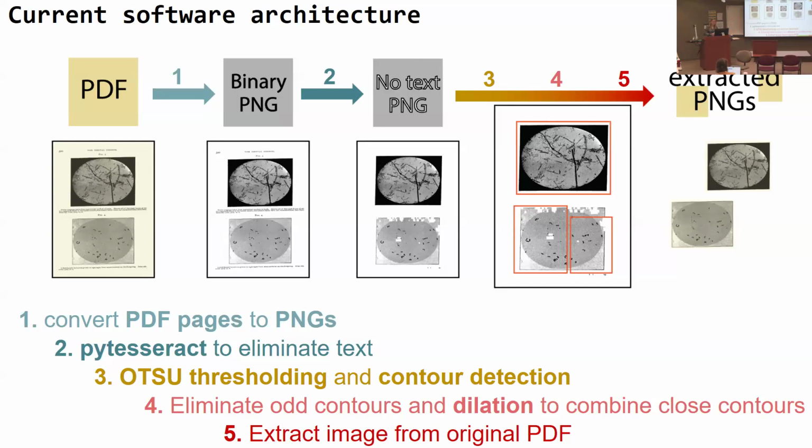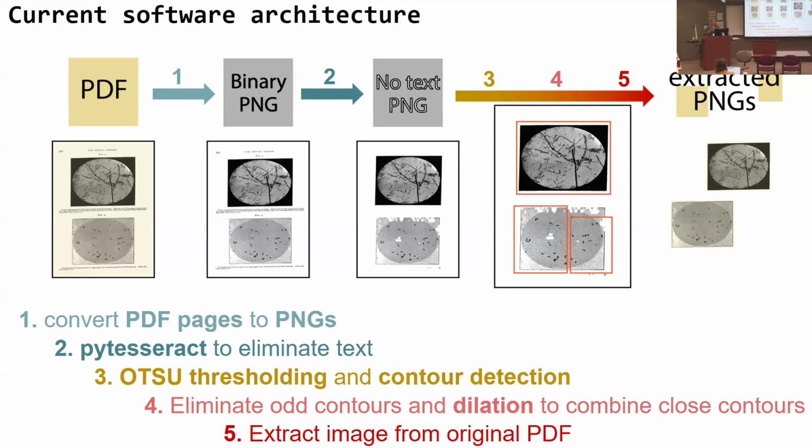We use a combination of OCR thresholding and contour detection to capture what is left on the PNGs after the text that it can recognize has been eliminated. We have some rules that eliminate odd contours, so things that are super tiny that probably wouldn't make sense to extract as an image, or things with really weird size ratios.